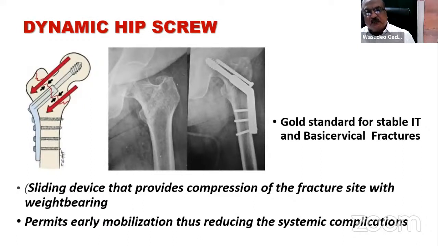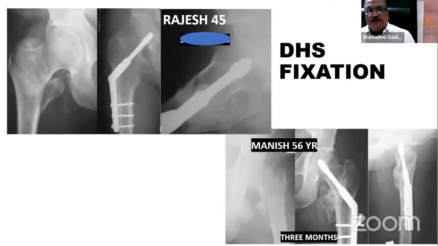Sliding device that provides compression of the fracture site with weight bearing, permits early mobilization, thus reducing the systemic complications, and it is supposed to be the gold standard in a stable intertrochanteric fracture. This is an example, a DHS fixation, a relatively stable A2-2 fracture, anatomically reduced, with perfect anatomical restoration and fixation.